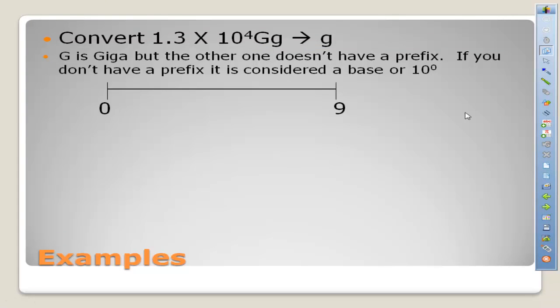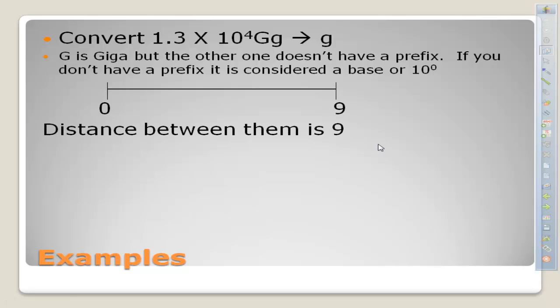So, setting up that number line: the 0, there's my base. Giga, there's my 9. So obviously the distance between them is going to be 9. So here's my nert.